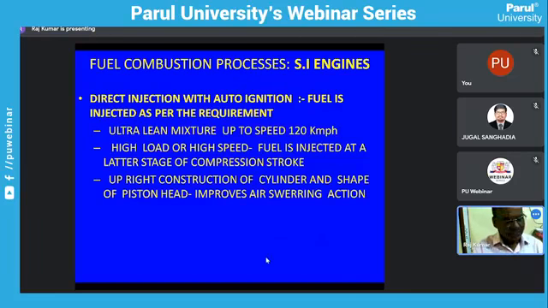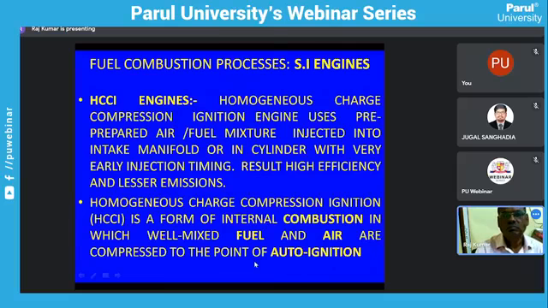Next, we can also maximize the combustion by improving the swirling action of the mixture, by designing the combustion chamber. We can design the shape of the piston head accordingly, so the swirling and mixing of the air and fuel mixture takes place more. This we have already discussed.